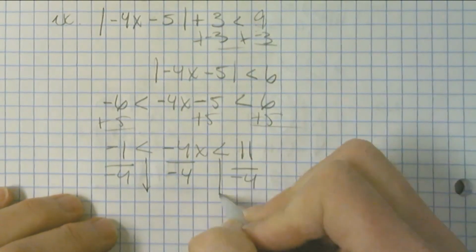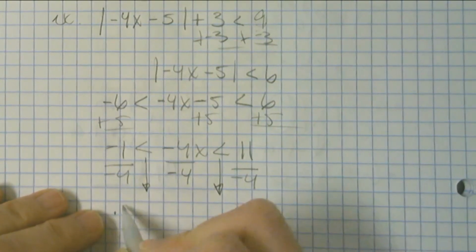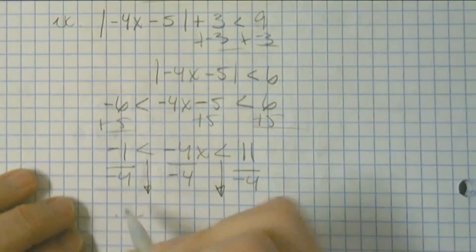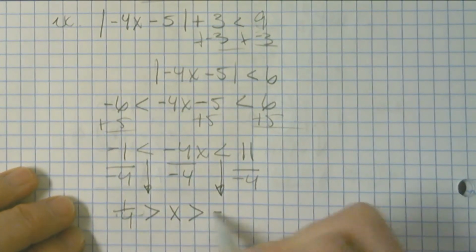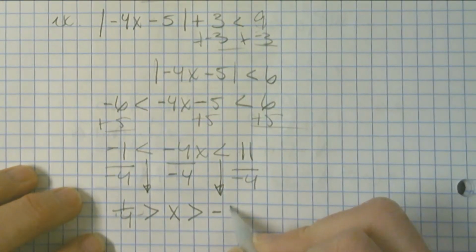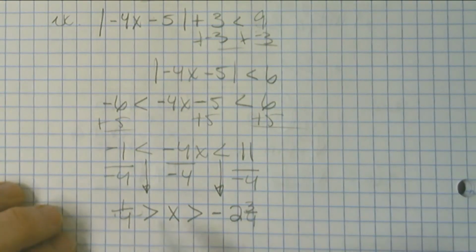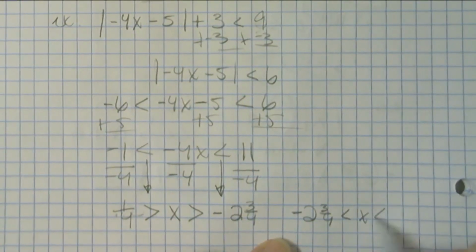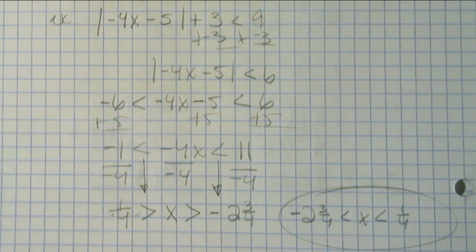Yes, why am I switching the sign? All right, so this becomes 0.25 or 1/4. We'll leave it as 1/4 just because I like fractions better. 1/4 is greater than x, which is greater than negative 2 3/4. Is that what you got? Excellent. If we wrote that the right way, it would be negative 2 3/4 is less than x, which is less than 1/4. This is what you're going to see on a test, because that's the proper way to write it. It's least to greatest. But at this point, I'll take either one.